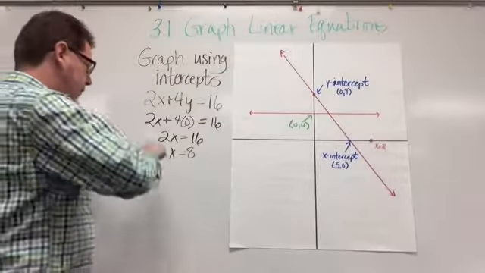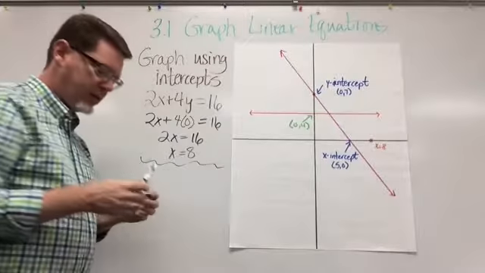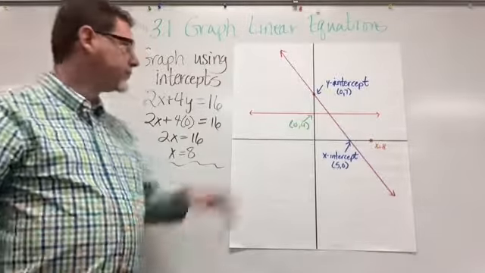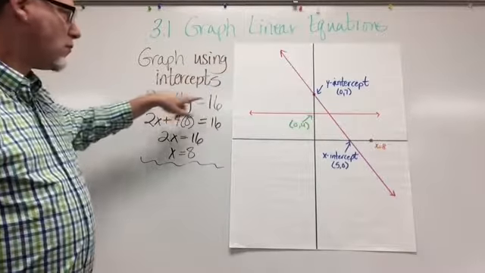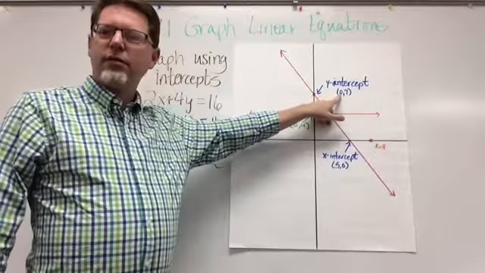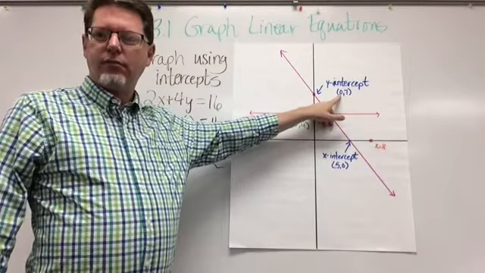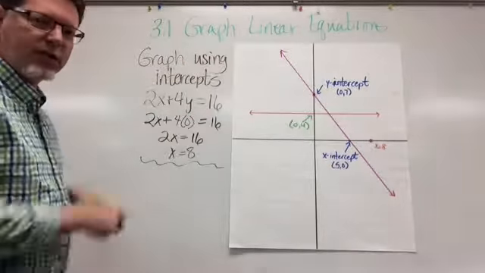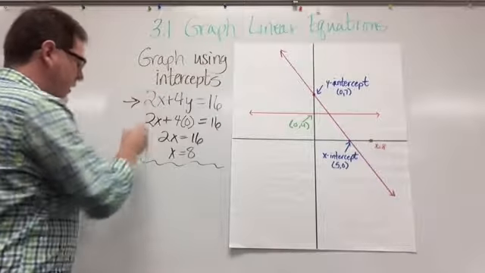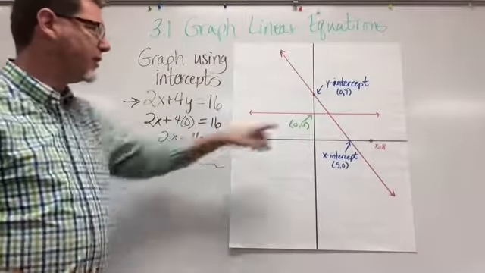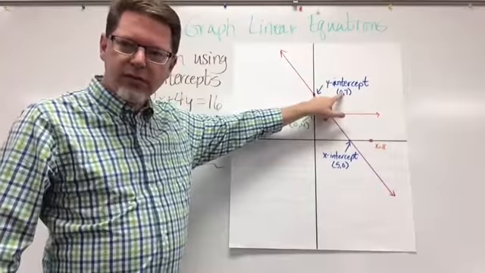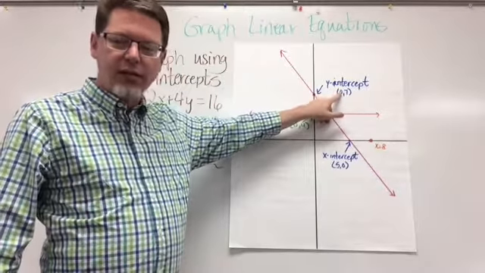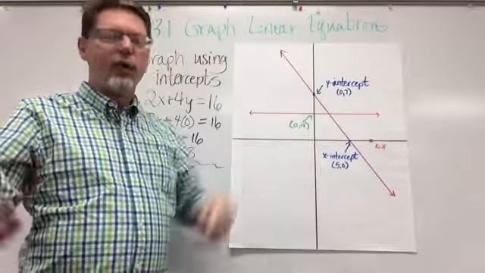Now, for the y, I'm going to draw squiggly to just keep it separated. For the y-intercept, the x value is 0. So I'm going to go back to my original equation, and I'm going to plug in 0 for the x value. So when x is 0, then I'm going to come up with my y-intercept.